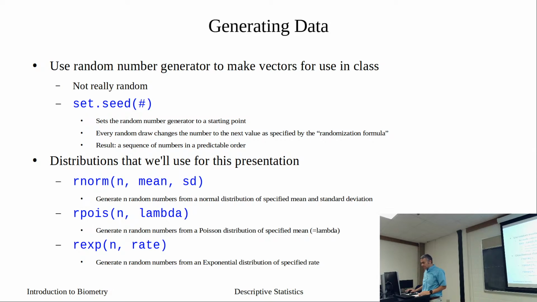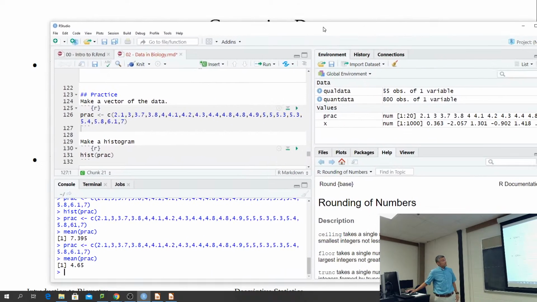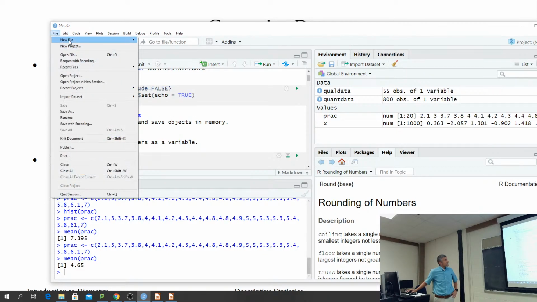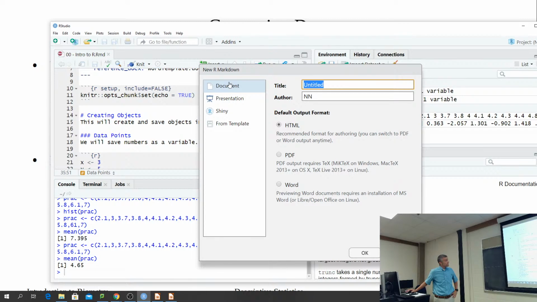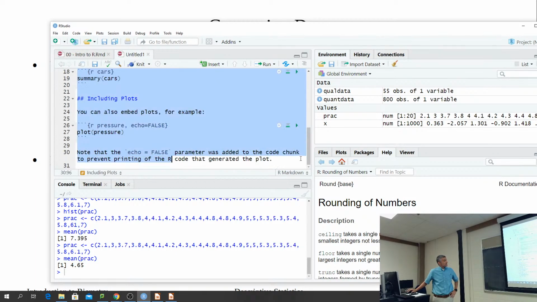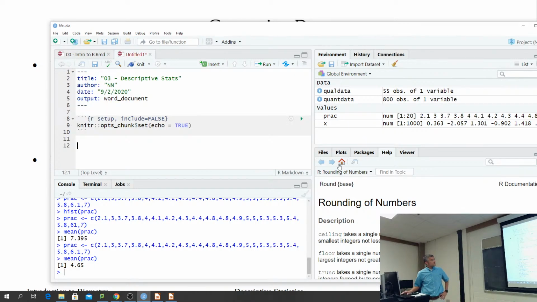So I'm going to go back to R, our RStudio. This was data in biology. I'm going to make sure I save that, and that is basically done, so we finished off that presentation. I'm going to create a new markdown, this is 03 descriptive statistics. This will be the new one to go with our summary statistics. Just delete all that and start fresh.